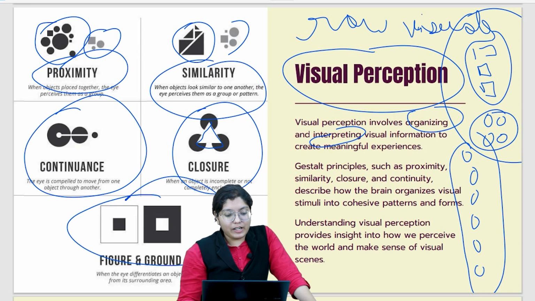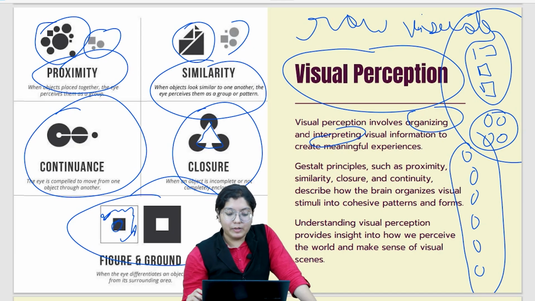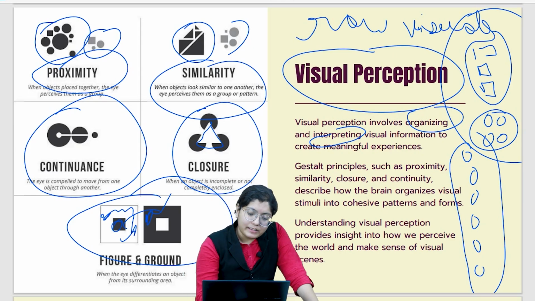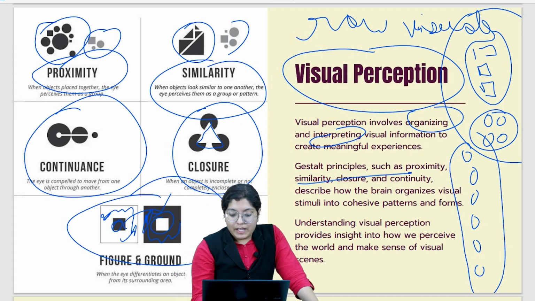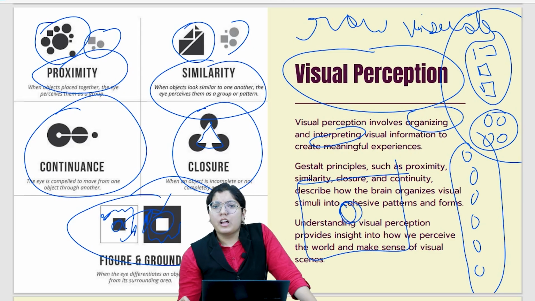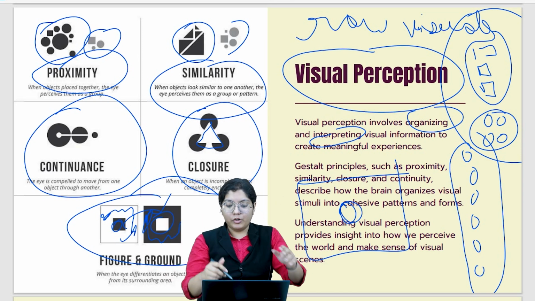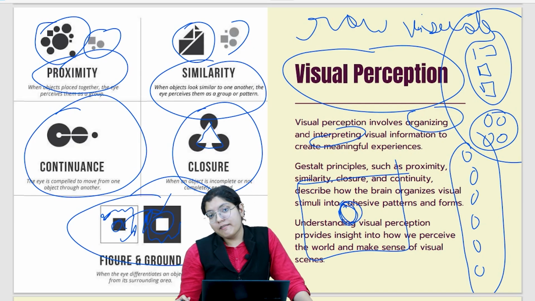And finally figure and ground. Here you see this white place as the background and this black rectangle as the figure, and similarly here it is reversed. Here the black area becomes the background and the white rectangle becomes the figure. So what basically happens is, if there is a figure like this, and there is a small item inside it, you will probably perceive the larger picture as the background and the smaller item within it as the figure.